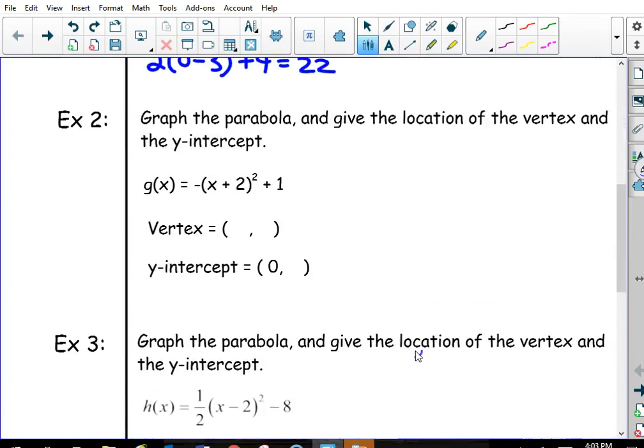Next problem, and the only reason I'm showing you this is just to show you a reflection. So same idea with the vertex, and same idea with the y-intercept. So I get 2, I square it, I get 4, I throw it negative, and then I add 1 to it, I get a negative 3. So the y-intercept is at negative 3, and let's go take a look at this graph.